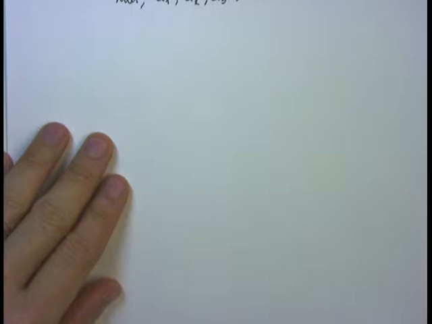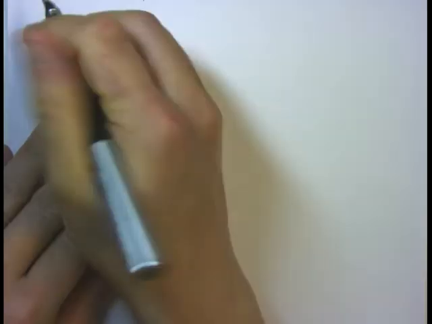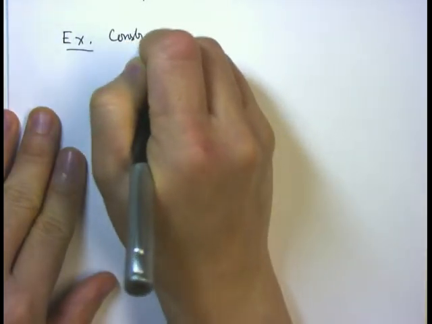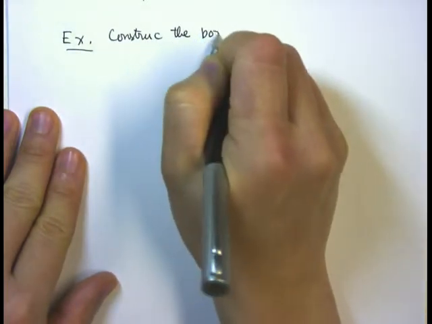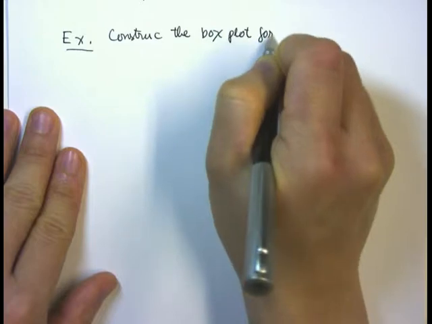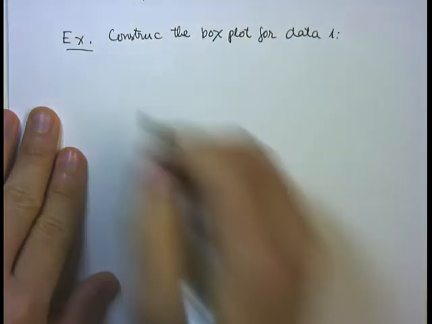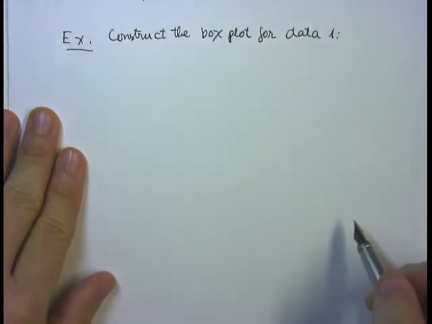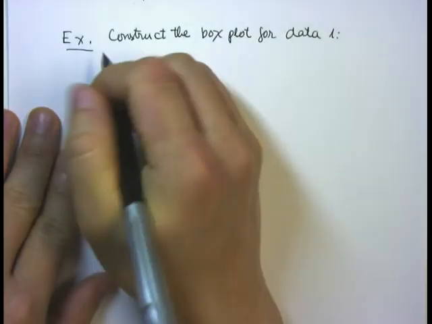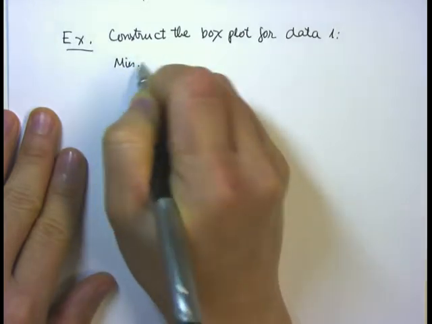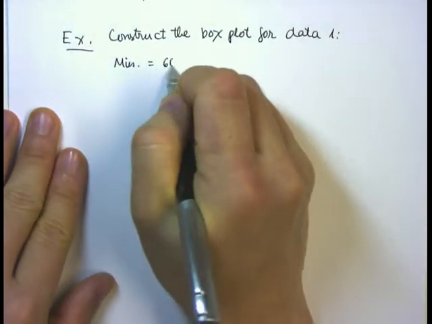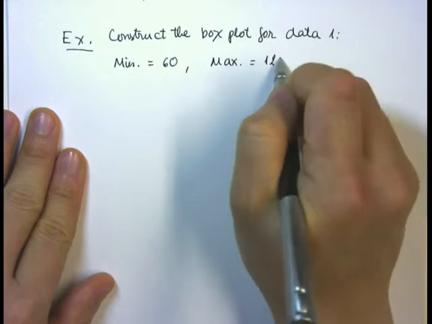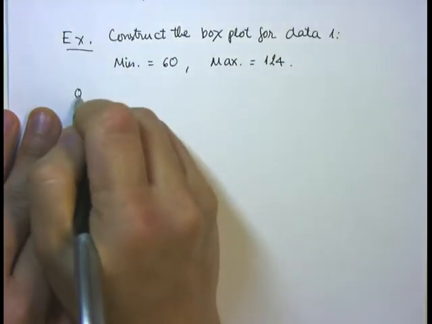Now, jumping into our real example of how to construct a box plot: construct the box plot for dataset 1. Once again, it is always a big help to put your data in order so that you can easily find the minimum value. In this case, for data 1, the minimum value is 60. The maximum value from data 1 is 124.